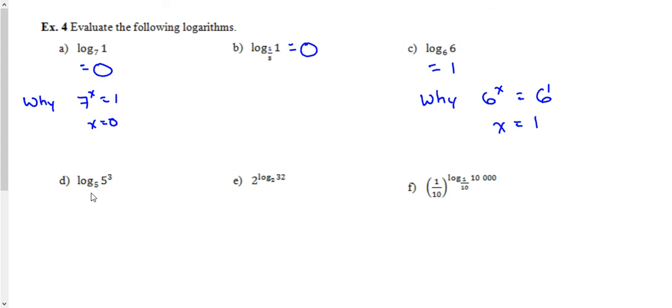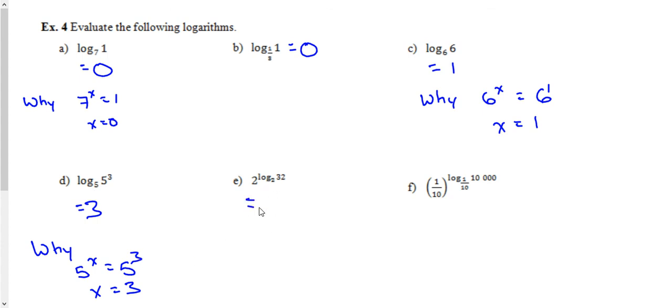Down here, we have log base 5 of 5 exponent 3. Our answer here will just be 3. And again, why? Because we have a special case that says log base 5 of 5 to the x is equal to x, or this is the same thing as saying 5 exponent x equals 5 exponent 3, and of course x is going to equal 3 in this case if you switch it back to exponential.